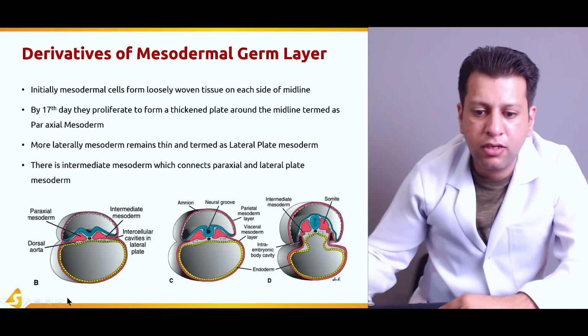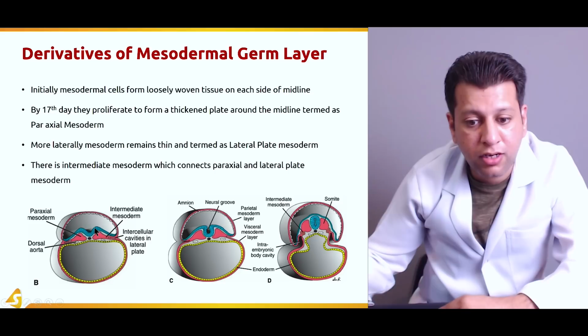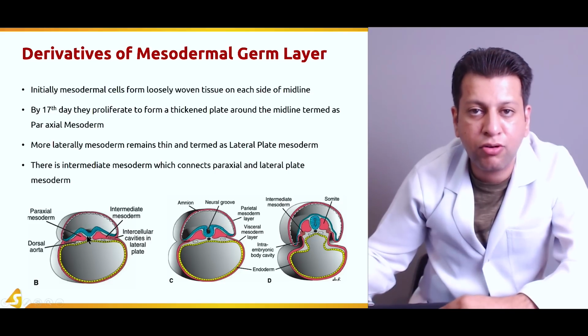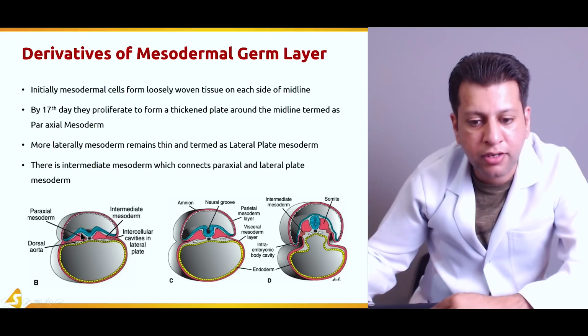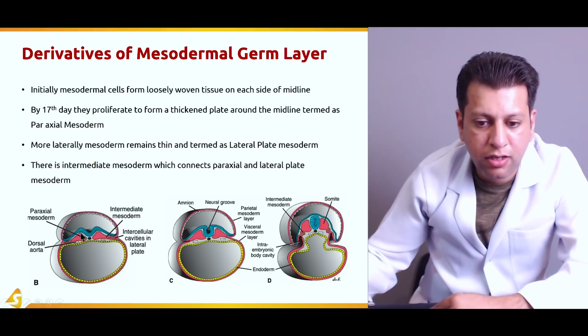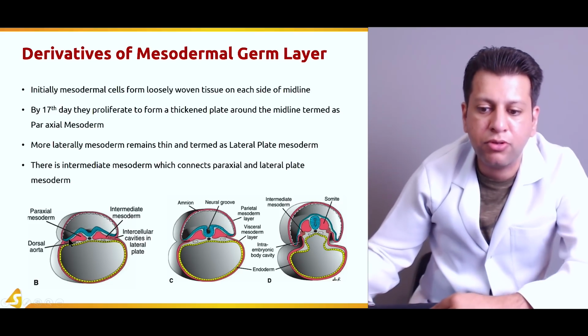So if you see this diagram, this is the axis. This is where the neural groove formation is taking place. By the time this neural groove is forming and the neural tube is not completely fused, the mesoderm adjacent to this neural groove, which is later going to form the neural tube, is termed the paraxial mesoderm. And just away from this is formed the lateral plate. The mesoderm which connects the paraxial and lateral plate mesoderm is termed intermediate mesoderm.